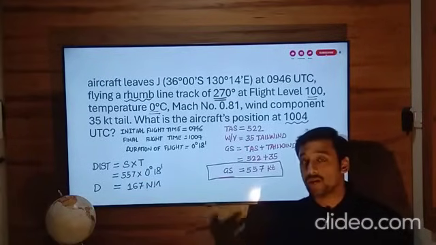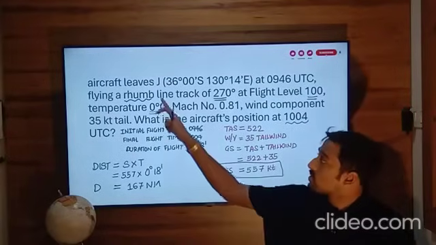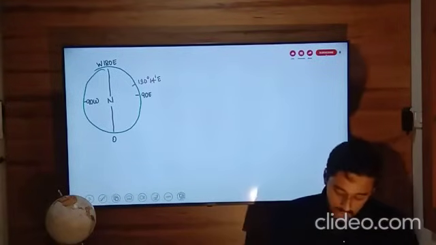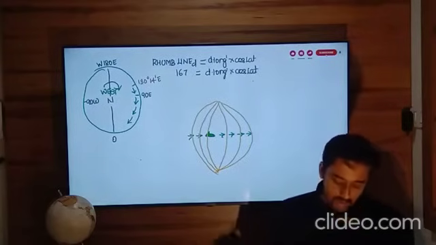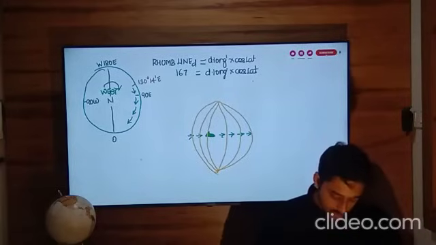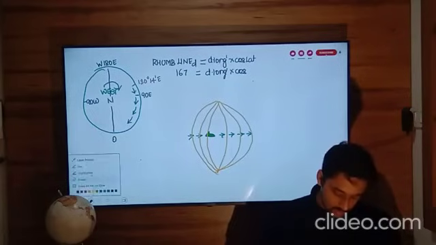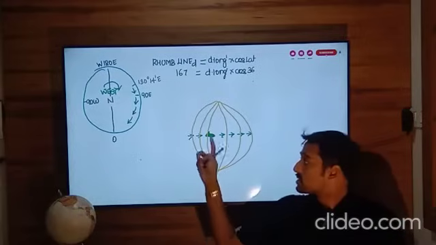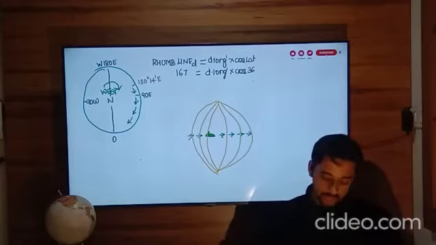Now what kind of distance are we talking about here? We are talking about rhumb line distance. This is a rhumb line track. So this distance is nothing but your d long in minutes into cos lat, which is equal to cos latitude, 36. Same latitude for both locations because the aircraft is flying along the same latitude rhumb line track.